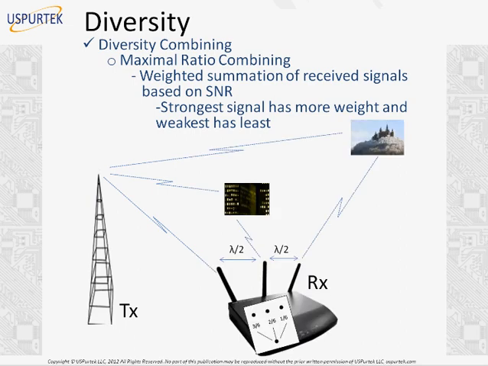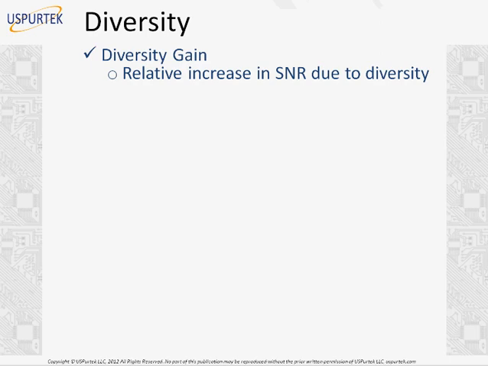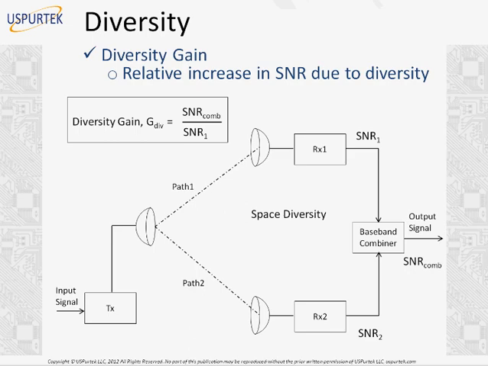The next way we could do it is maximal ratio combining, which is a weighted summation of received signals based on SNR. The strongest signal has more weight and the weakest has the least. There could be a preferred path which is always available and sometimes it fades, but the other 2 paths may not be as reliable. Maybe the direct line of sight signal is more reliable at a certain point or location, then we give more weight to that signal and less to the other ones. So again, it could vary from application to application which technique you use to combine the signals.